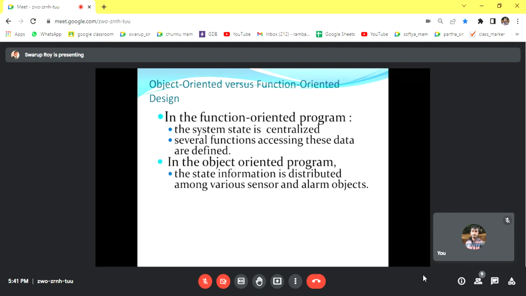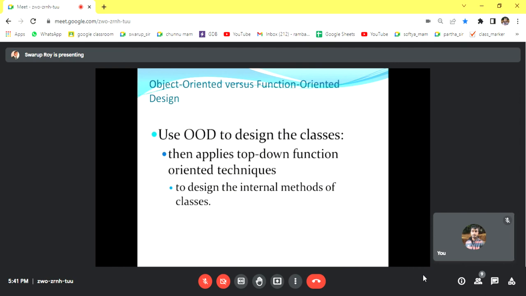So in the function-oriented program, the system state is centralized, as I have mentioned, because they are working on the same set of global variables. Several functions are accessing those global variables in a centralized way. But object-oriented is completely distributed, decentralized, because the data is part of a particular object, not available openly.